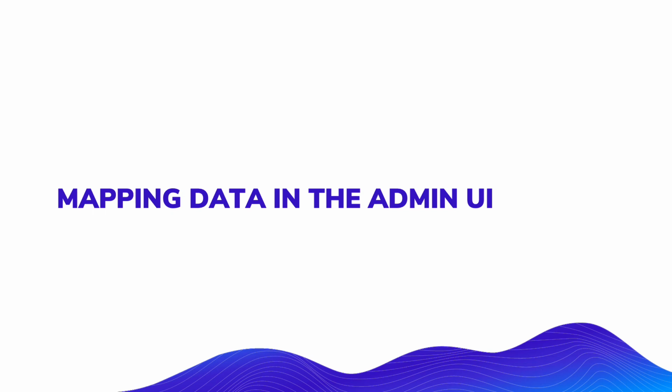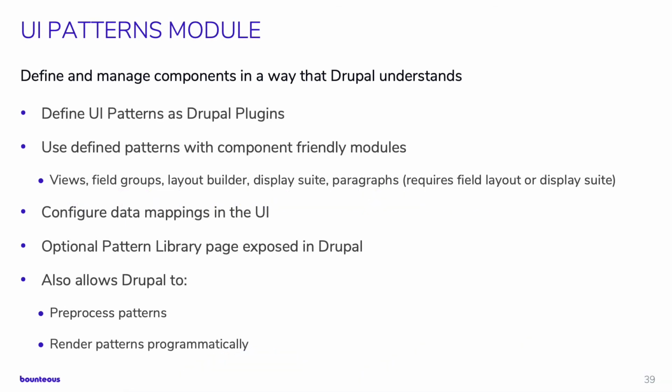So now let's take a look at some ways to map data in the admin UI. The first we'll be looking at is using the UI Patterns module. The way I like to describe the UI Patterns module is it's a way to define components in a way that Drupal understands. So you define UI patterns, which are Drupal plugins, and then you can use those patterns with a variety of component-friendly modules.